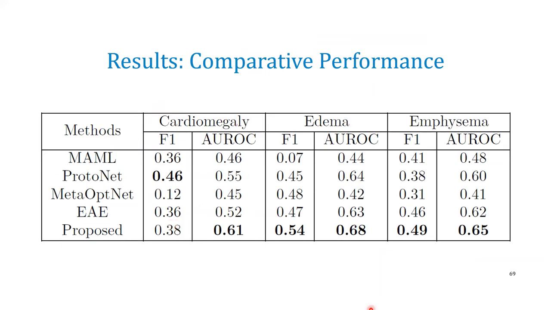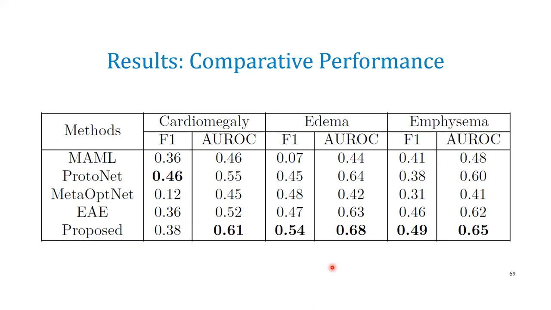So these are some of the results in terms of the F1 score and AUROC of the proposed method and some of the other methods, MAML, Protonet, MetaOptNet, and this EAE is the ensemble of autoencoders, which is the ensemble without using this cluster-based loss term. And you can see that for most of the occasions, the proposed method performs better compared to the other few-shot learning methods.